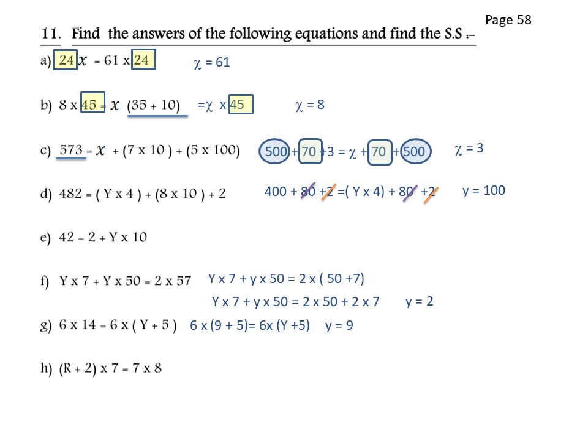Number H: r plus 2 times 7 equals 7 times 8. I have a common 7 and 7, so r plus 2 equals 8. I can write 8 as 6 plus 2 to be equal to r plus 2. So just by looking, r equals 6. Thank you.